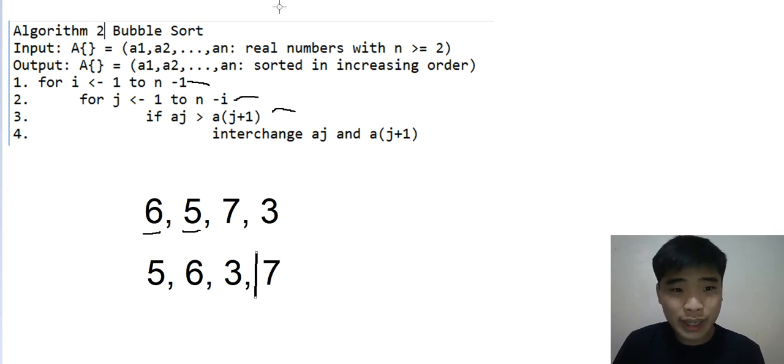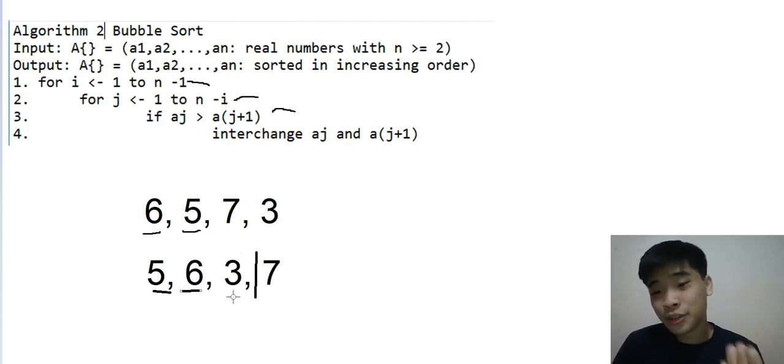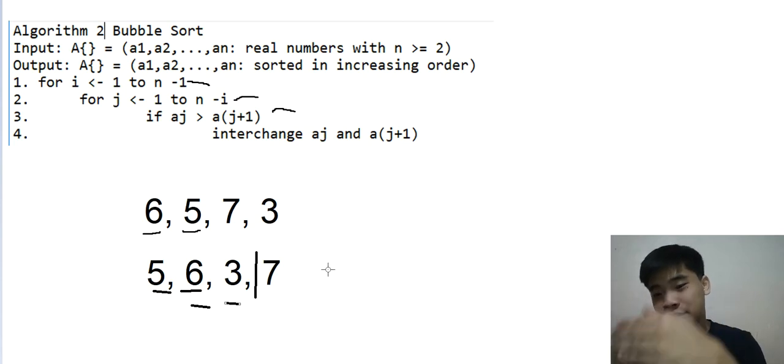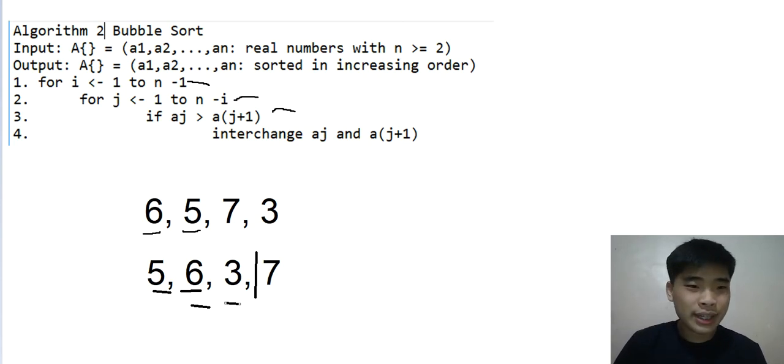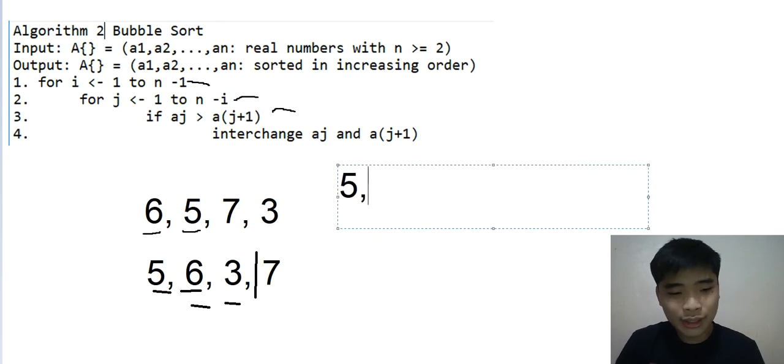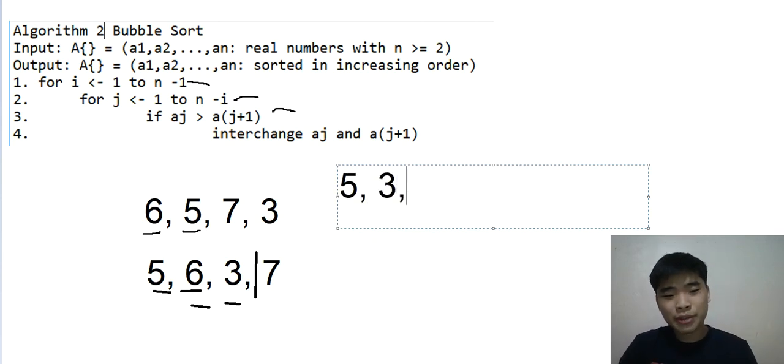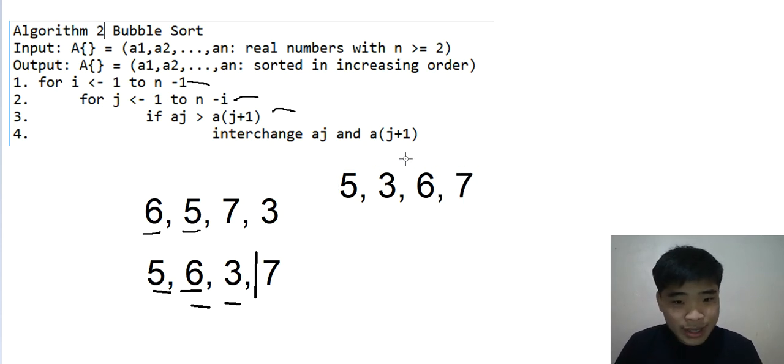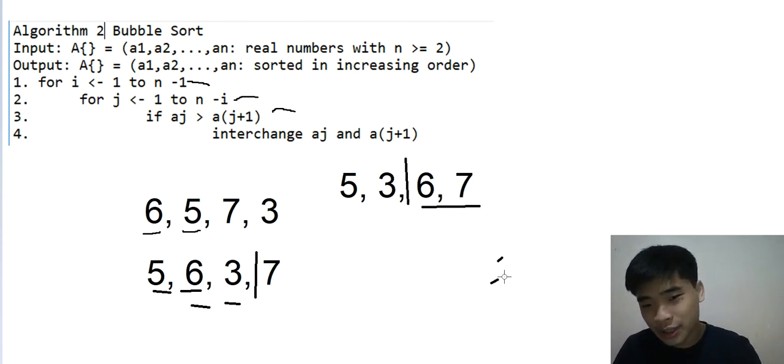Then let's start the loop again. We compare 5 and 6. Since 5 is less than 6, we do not interchange them. Next, we compare 6 and 3. Since 6 is greater than 3, we interchange them. So that ends the loop again. We have the current state as 5, 3, 6, and 7. The division line now lies here, so this is the unsorted part and this is the sorted part.